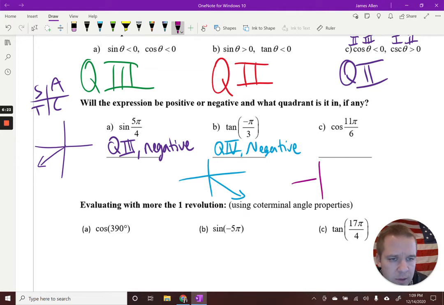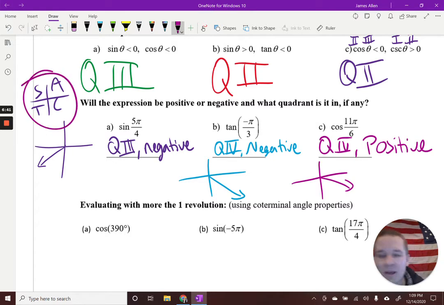Cosine of pi over 11. Again, that's going to rotate all the way around, almost a full 360, right? We're pi over 6 off. But we're in the fourth quadrant, so Q4. And what do I know about cosine in the fourth quadrant? It's positive.